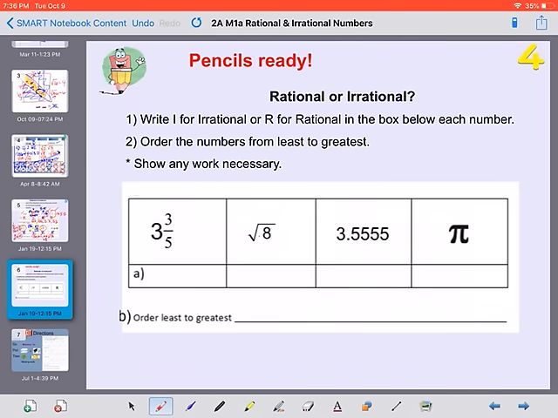Alright, I would like you to try this last one on your own, and then click play to see if you got it right.